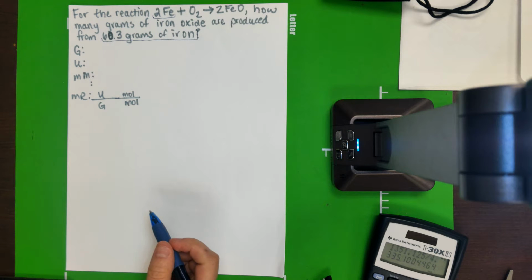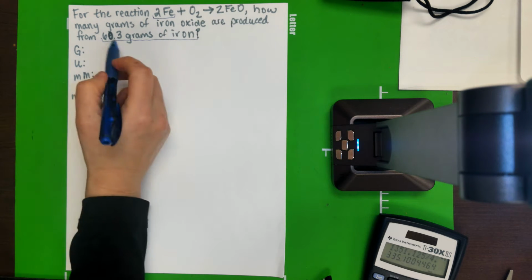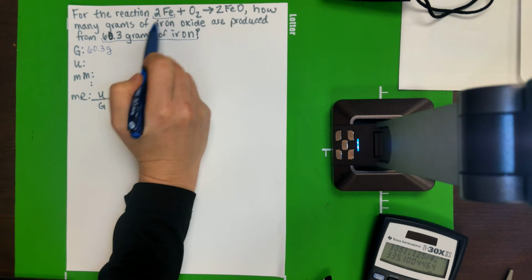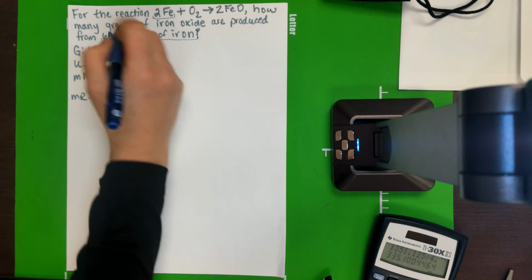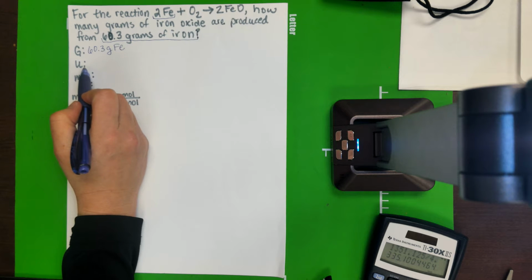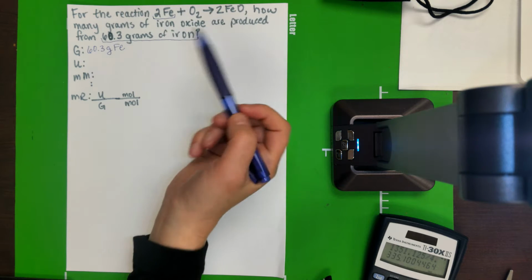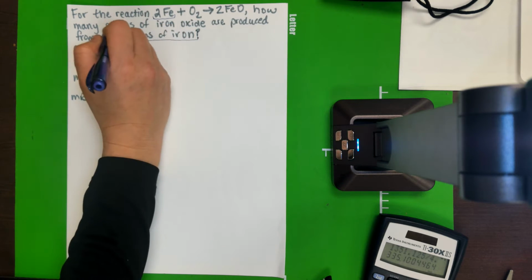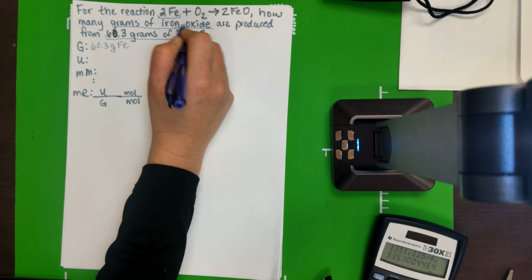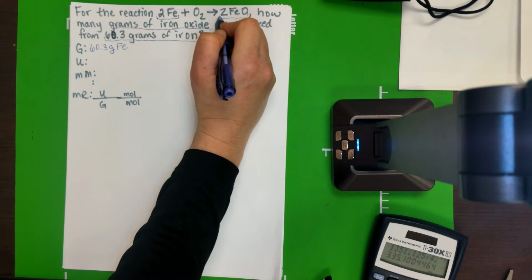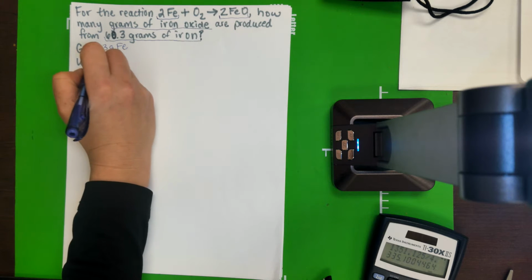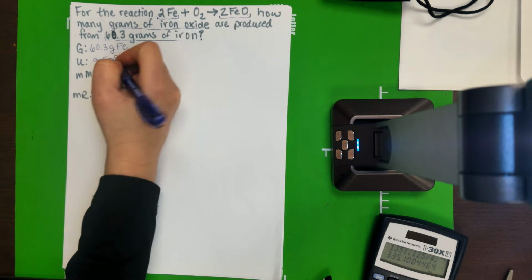So that's our given, 60.3 grams, and instead of writing the whole thing, I put g for grams and Fe for iron. And then there is your unknown. Your unknown is going to be the question that they're looking for. So how many grams of iron oxide? Iron and oxygen together. The only one that has iron and oxygen together is the 2 iron oxide. So your unknown is going to be grams of iron oxide.